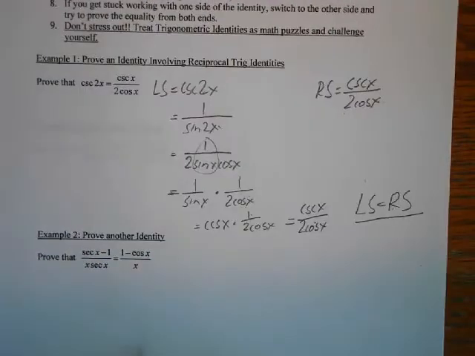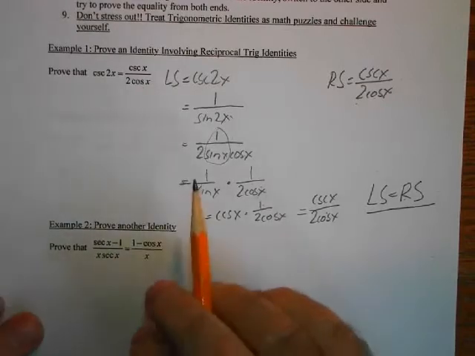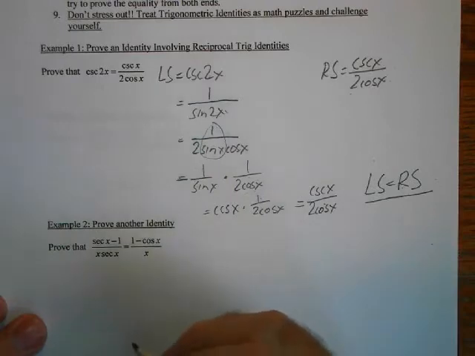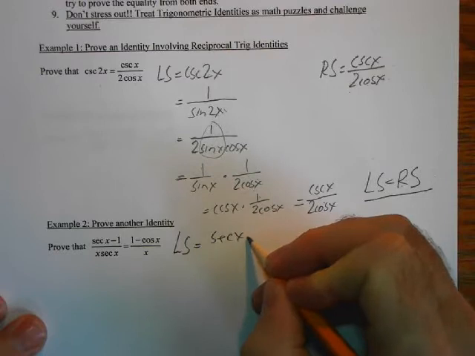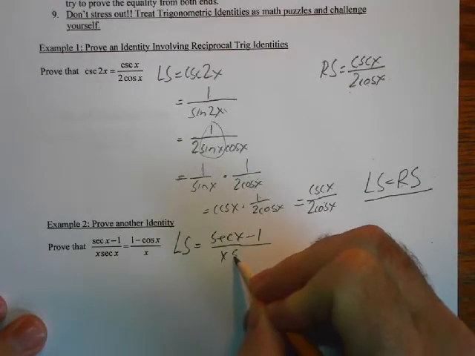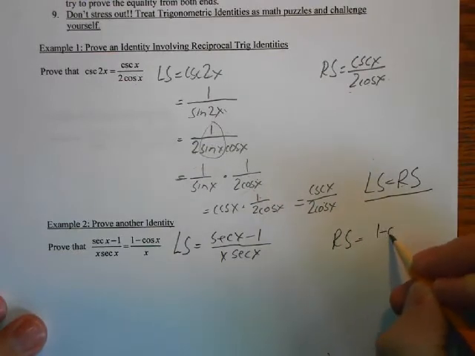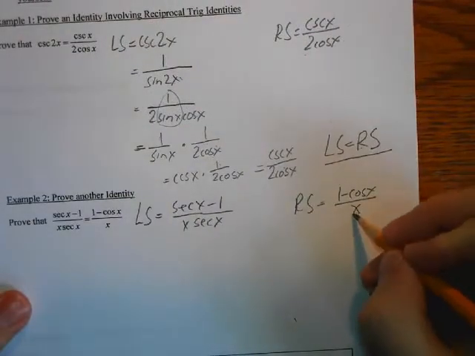Okay, let's go on with another identity. This time we've got secant x minus 1 over x secant x is equal to 1 minus cos x over x. So again, I'm going to break the 2 sides apart. Left side equals secant x minus 1 over x secant x. Right side equals 1 minus cos x over x.